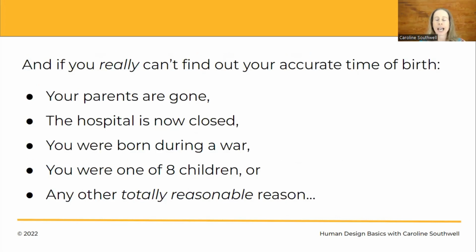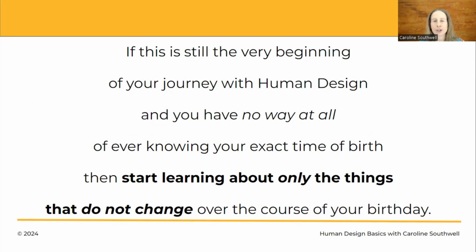And if you really can't find an accurate time of birth, as in you've really exhausted all the options, maybe your parents are no longer with us, maybe the hospital you were born in is closed, maybe you were born during a war, you might have been one of many, many children, or there could be any other totally reasonable reason. And if this is still the very beginning of your journey with human design and you have no way at all whatsoever of ever knowing your exact time of birth, then start learning about only the things that do not change over the course of your birthday.